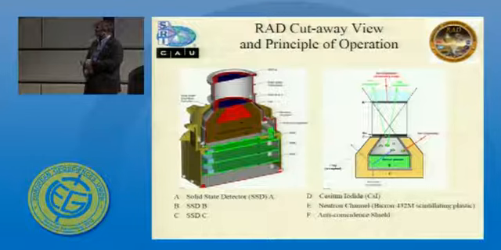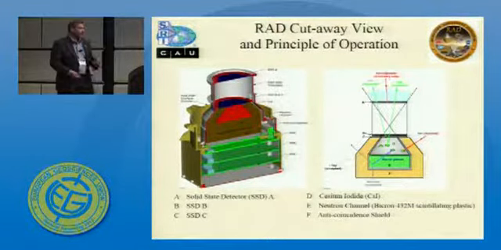For the neutron channel, we have 2 different types of scintillators, and they're more sensitive to neutrons in the case of the plastic, or more sensitive to gamma rays in the case of the cesium iodide.